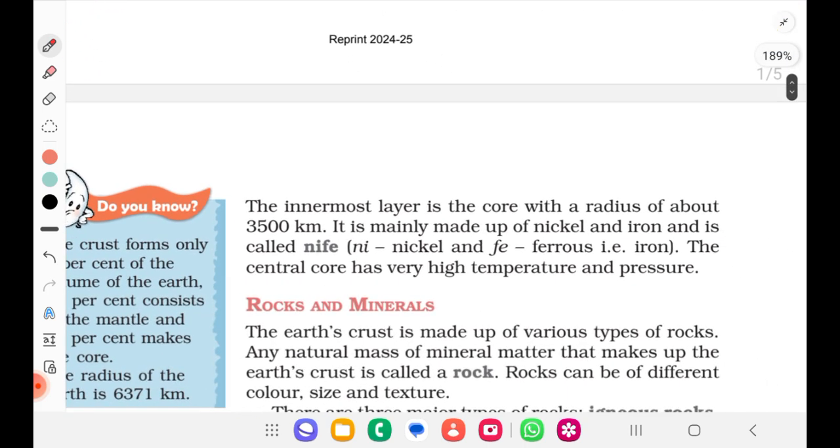The innermost layer is the core with a radius of about 3,500 kilometers. It is mainly made up of nickel and iron and is called Nife. The central core has very high temperature and pressure.